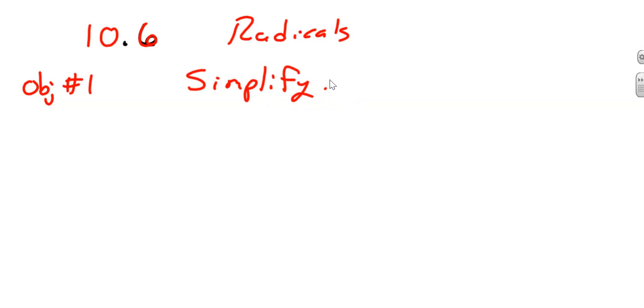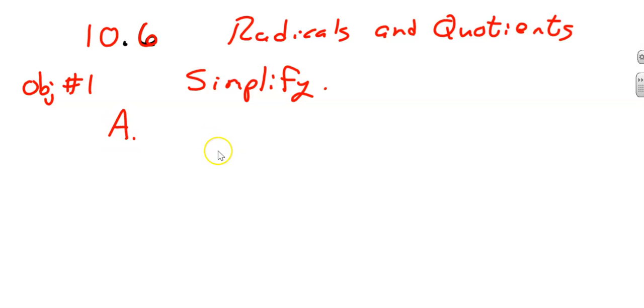Now, with this particular problem that we're looking at for the first few here, almost everything that's in 10.6 is quotients. And when they're talking quotients, they're really saying fractions. I mean, that's really what it comes down to with this thing. Okay, and the very first one that they're going to have you do is something like this, where you have square root of 72 over 2.